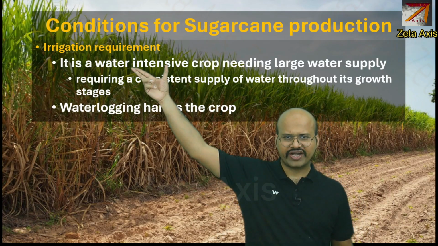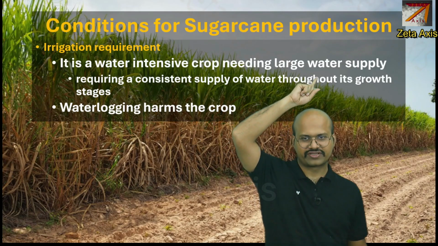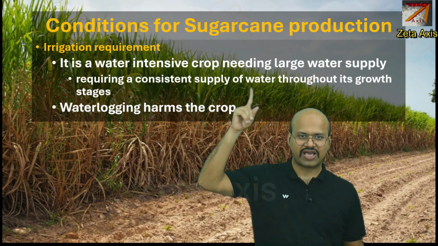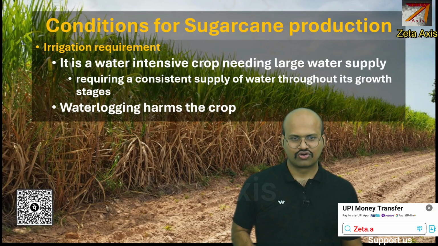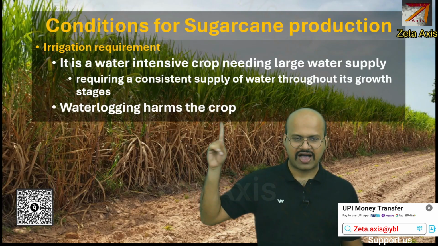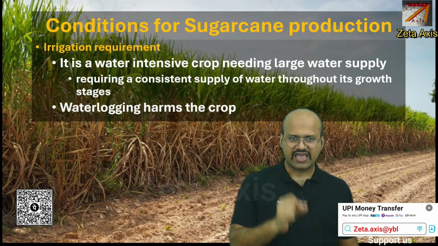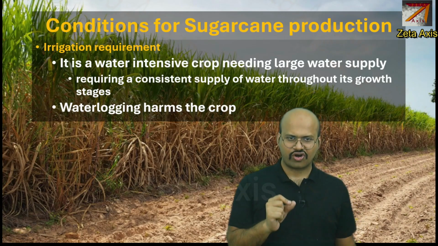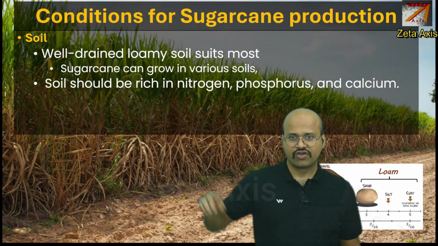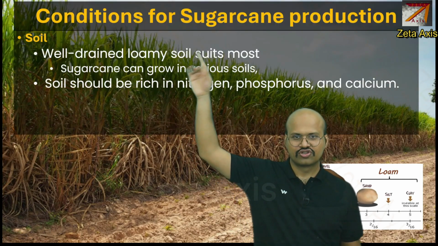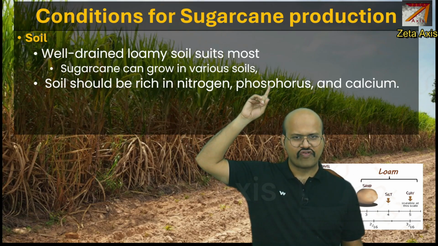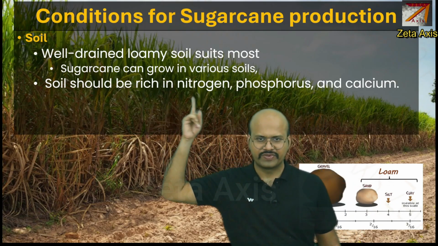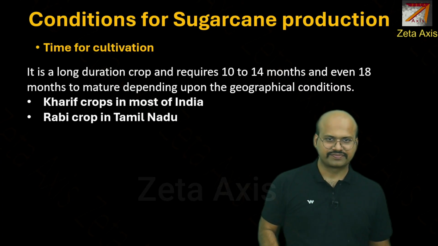It is a water intensive crop needing a large water supply. It requires a consistent supply of water throughout the growing phase. Waterlogging harms the crop. So it requires a high amount of irrigation, but waterlogging should be prevented. Well drained loamy soil suits it most. Sugarcane can grow in various types of soil, and the soil should be rich in nitrogen, phosphorus and calcium.